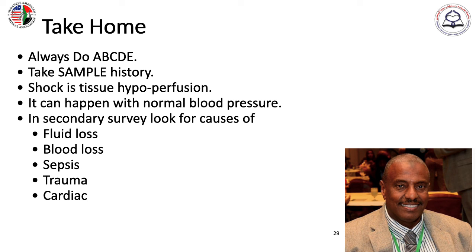In the secondary survey, you want to assess the volume status. You want to assess for blood loss, external or internal blood loss. Look for features of sepsis. Look for features of trauma, because this can lead to shock because of blood loss to the outside, external bleeding, or blood loss in the chest, hemothorax, blood loss in the abdomen, in the pelvis, in the femur, or even spinal shock. And don't forget cardiogenic shock, and it needs careful assessment. Thank you.